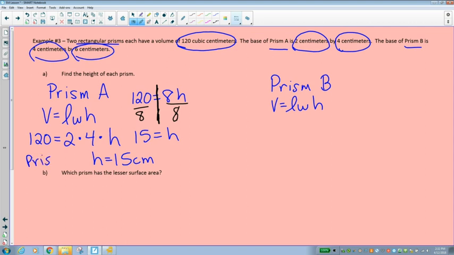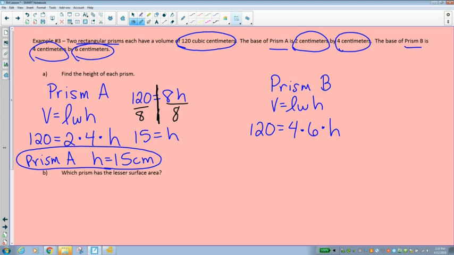I'm going to write prism A. I've solved my first height. But now I have to do the same thing for prism B. Again, I know the volume is 120 because they're both the same. Equals the length of prism B, according to the question, is 4 centimeters, times the width, which is 6 centimeters, times the height, which I don't know. So again, this is the equation I'm solving. So I go ahead and multiply 4 times 6, and I get 120 equals 24h.